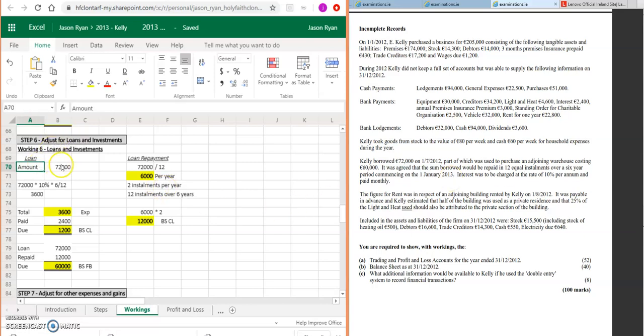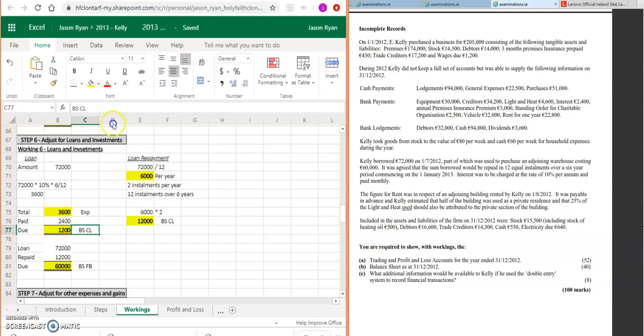So the amount, 72,000. The rate of interest was 10% per year, and we have it for 6 months because we bought on the 1st of July. So we've got 7, 8, 9, 10, 11, 12. So it's going to be 6. So the interest is going to be 3,600. That's your expense. We paid 2,400, so up here in our payments we have interest 2,400. So we're due to pay 1,200. That's going to be your liability.